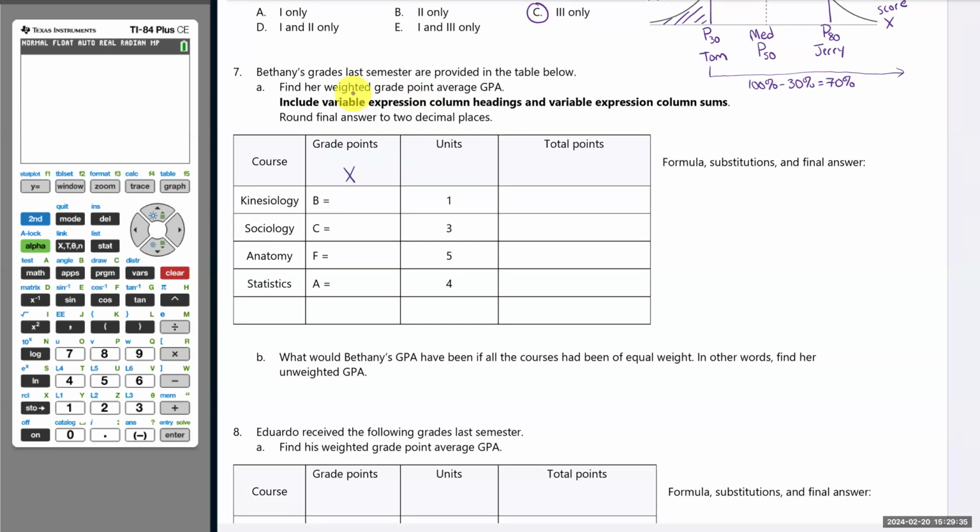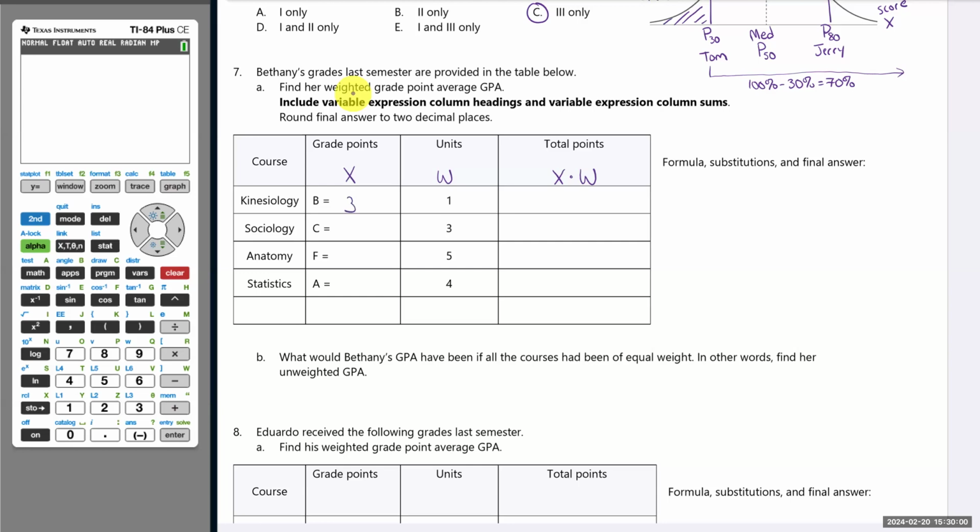So X would represent grade points. And those courses are weighted. The number of units are the weights. And to find the total points earned for each class, we take the grade X and multiply it by the weight of the class. All right, so kinesiology, Bethany here earned a B. So Bs are worth 3 points.